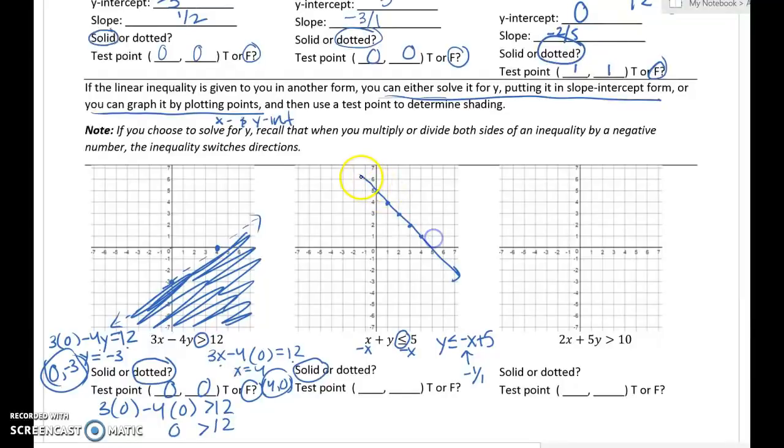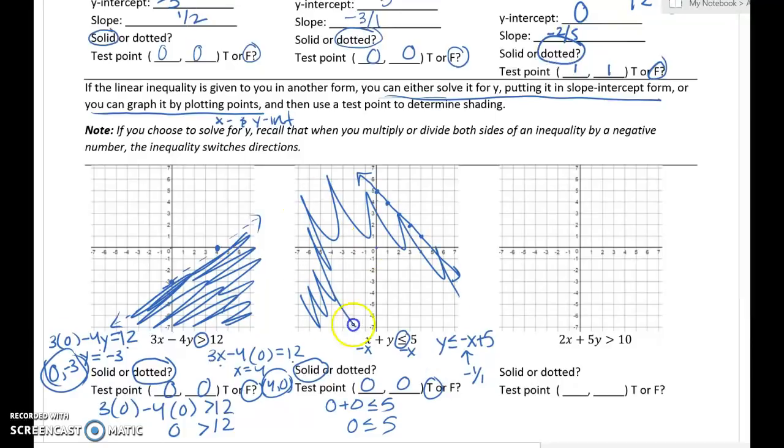Connect the points, and there we go. Our test point, 0, 0 works again, not on the line. So is 0 plus 0 less than or equal to 5? Or is 0 less than or equal to 5? And it is. We finally have one that's true. So that means we will shade the side with 0, 0.